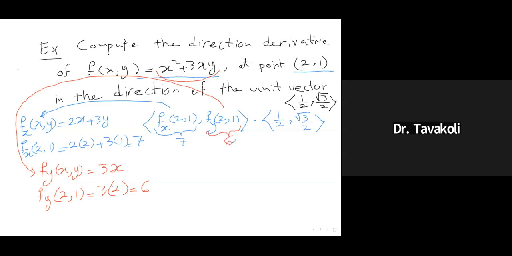So to answer this question, I need to do the dot product of this vector and this vector. We know from the discussion that we had before about the dot product, first coordinate times first coordinate, 7 times 1/2 is 7/2, plus second coordinate times second coordinate, 6 radical 3/2. You don't need to simplify the second one because the common denominator in fact is 2, and the answer is (7 plus 6 radical 3)/2.